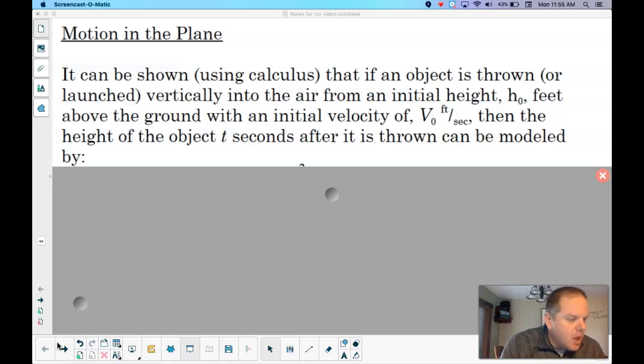All right, so we are taking parametric equations now, and we're going to use them to show motion in a plane, or motion of an object.